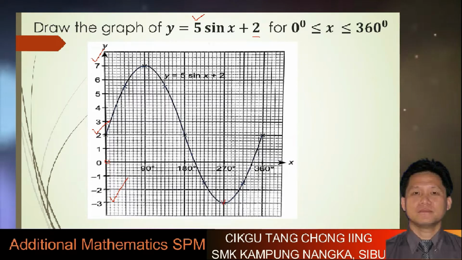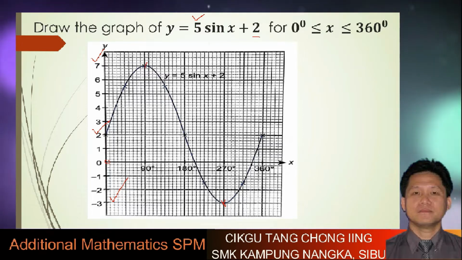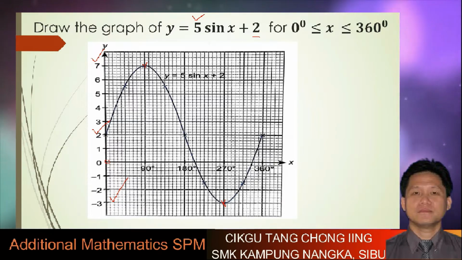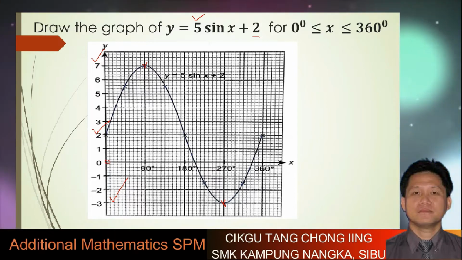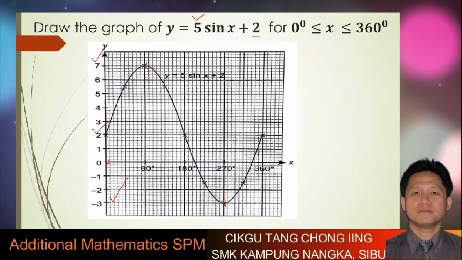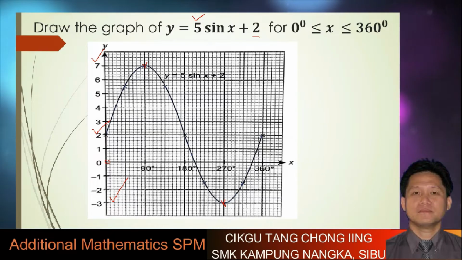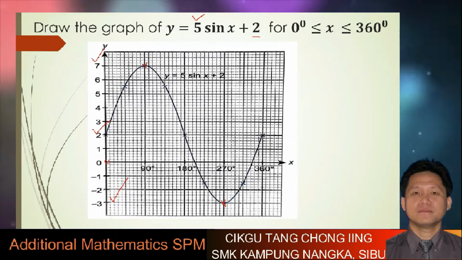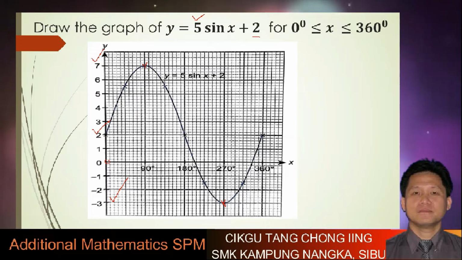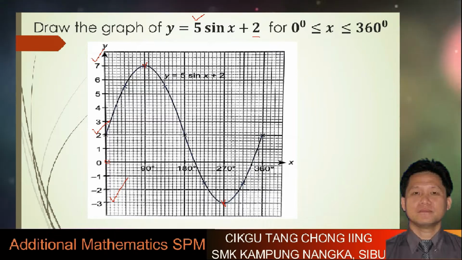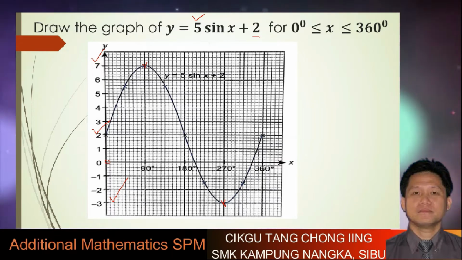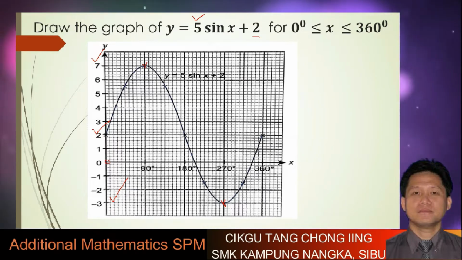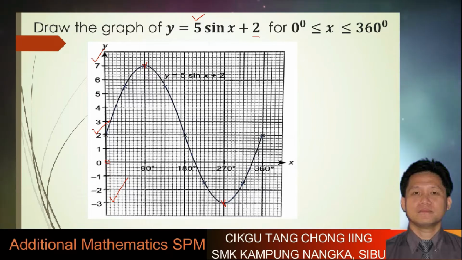The maximum and the minimum values are different now. So that is the graph of y equals 5 sine x plus 2. And remember, please, if you have to draw, then you need to have a table with the values for x and y calculated correctly, and then you plot all the points correctly on a piece of graph paper. Then only you draw the graph, right?